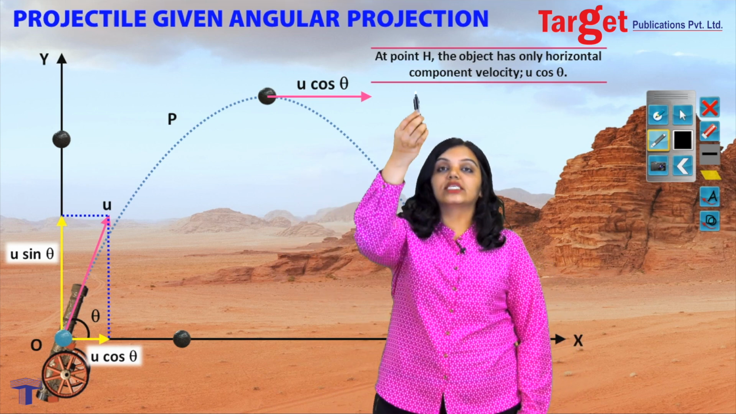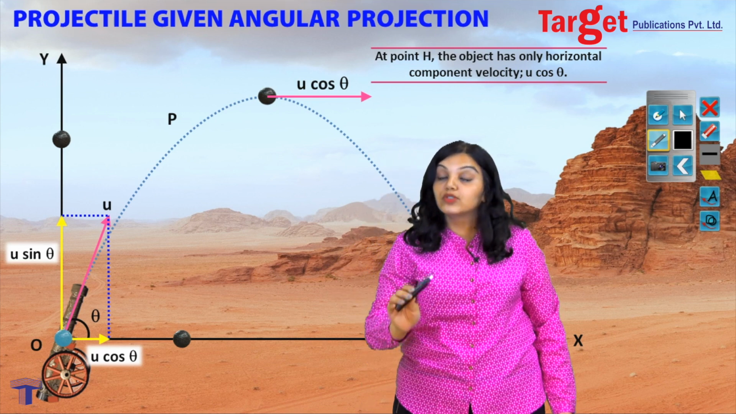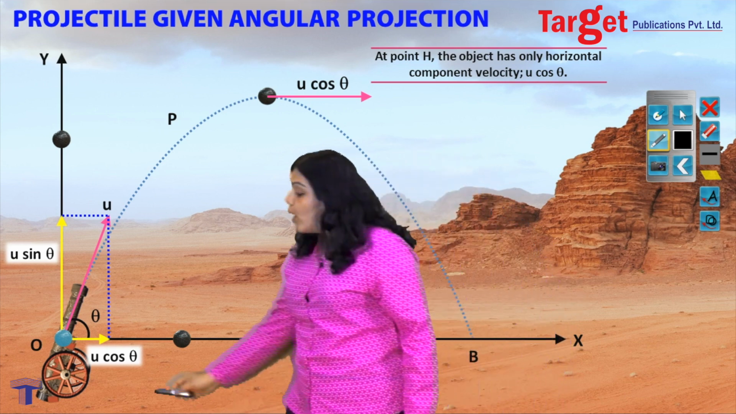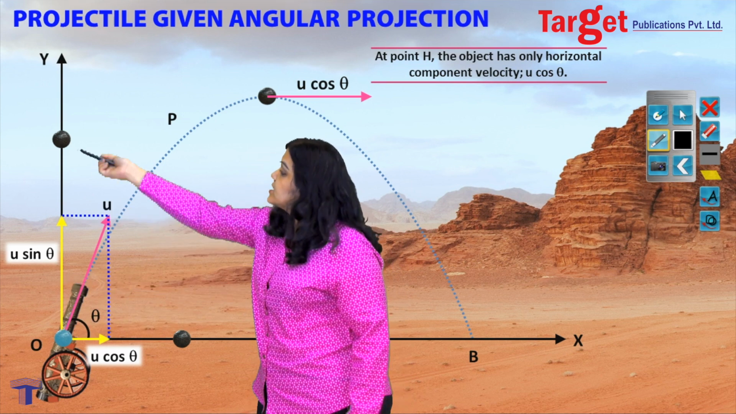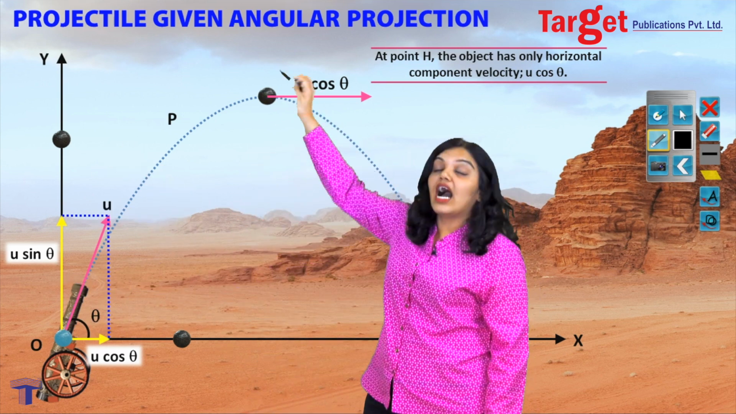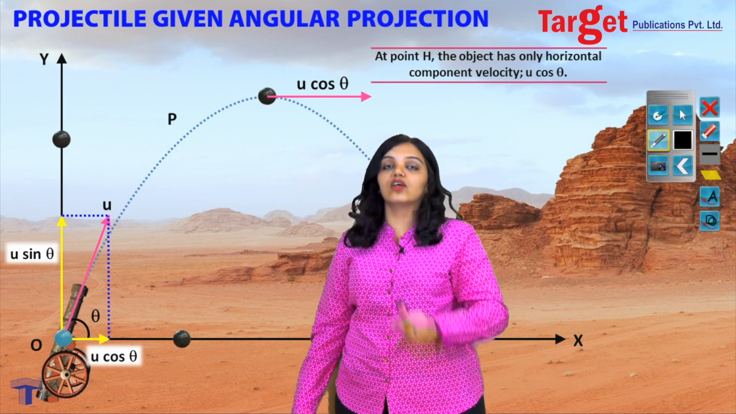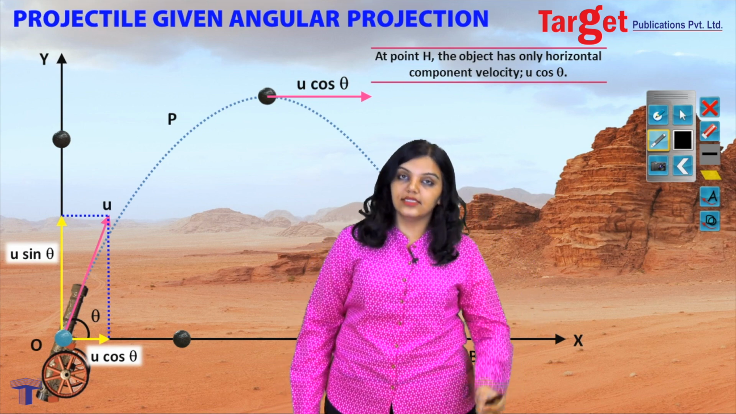When I throw an object up, gravity is pulling the object down. So as the object goes up, its velocity will continuously decrease. So from u sin theta at this point, the velocity decreases till it reaches the highest point in its motion. What will be the vertical velocity at the highest point in its motion? The vertical velocity will be 0.